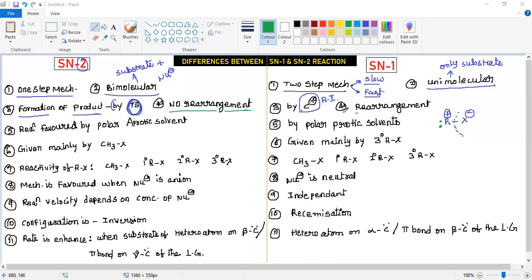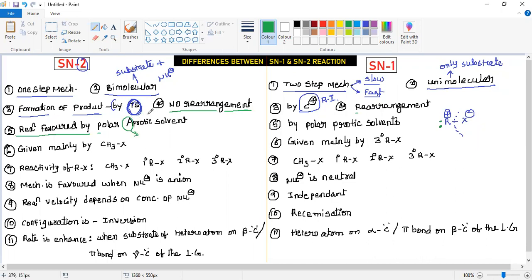So let us continue. As I said, the fourth point: there is no possibility of rearrangement, because directly after the formation of the transition state the product is obtained. But what about over here? Due to the formation of this carbocation, rearrangement takes place. Next, fifth point. Here in SN2, the reaction is favored by polar aprotic solvents.